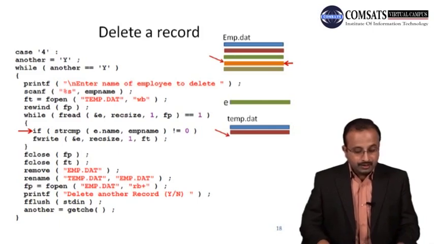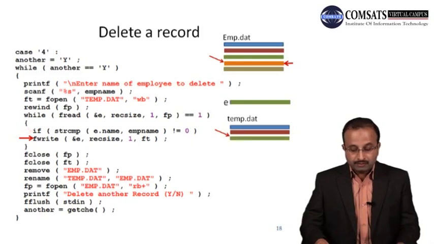So the condition in the if is strcmp of e.name. So e.name is, let's say, not equal to emp.name. So they are not equal names, so strcmp returns some non-zero value. So a non-zero value is not equal to 0, the condition is true, so it comes to the fwrite statement. And after coming to fwrite, it will write the record that is present in e in the temp.dat file and it increments ft. And then it again comes in the while loop.